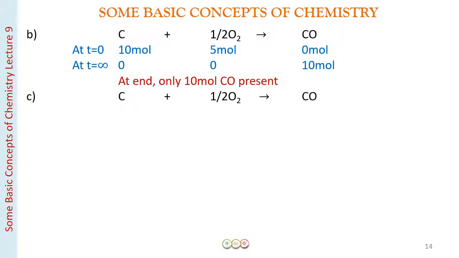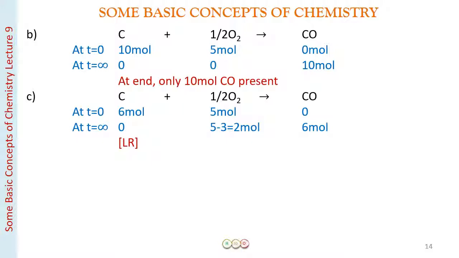And for the next part, we have 72 grams of carbon. So that is going to be 6 moles. So 6 moles of carbon is going to react with 5 moles of oxygen. So when the reaction gets completed, the 6 moles of carbon has to react with 3 moles of oxygen. So 2 moles of oxygen are going to be left behind. Carbon is going to be consumed up and 6 moles of carbon monoxide are formed. That means that carbon was the limiting reagent for this reaction.